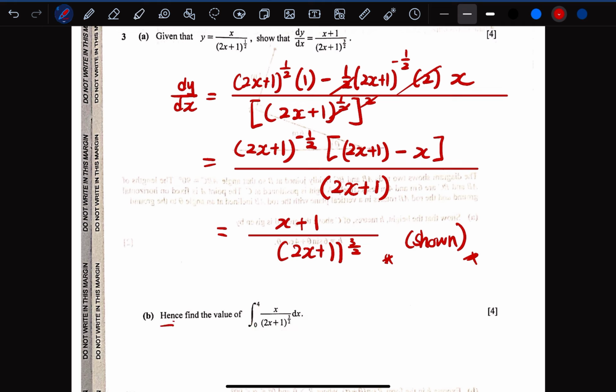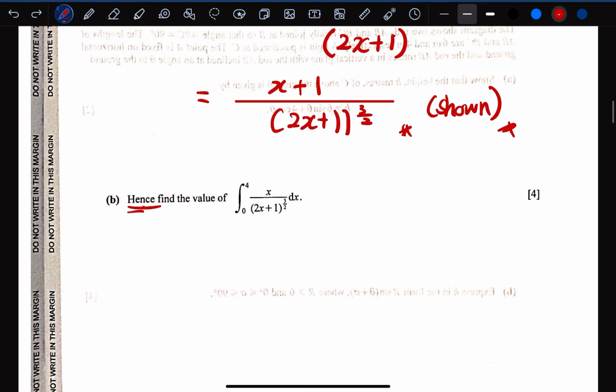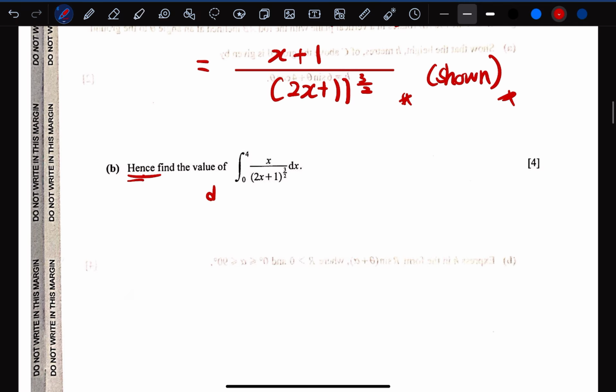For every hence question, for the differentiation and integration style questions, make sure you always copy down your dy/dx first, because we need to start from a differentiation, right? So our dy/dx previously, we know that it equals x plus 1 over 2x plus 1 to the power of 3 over 2.